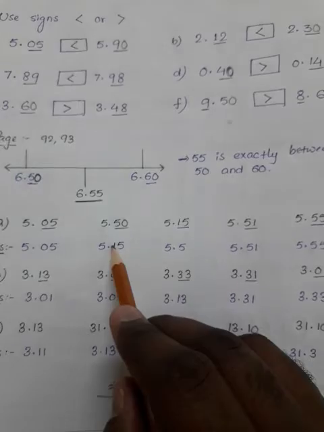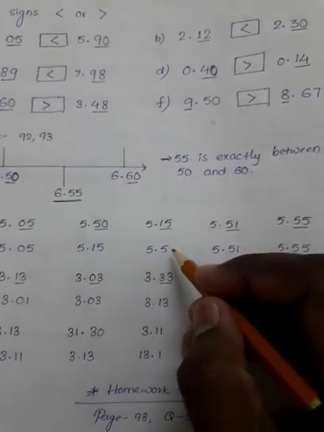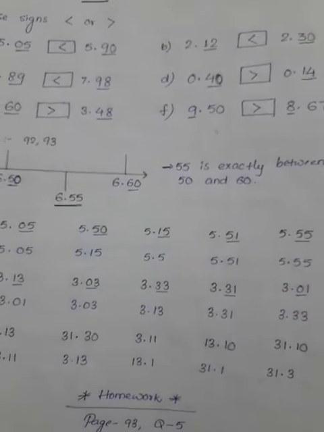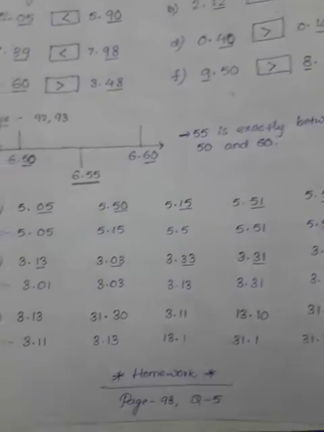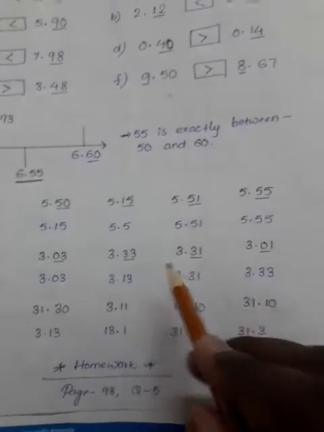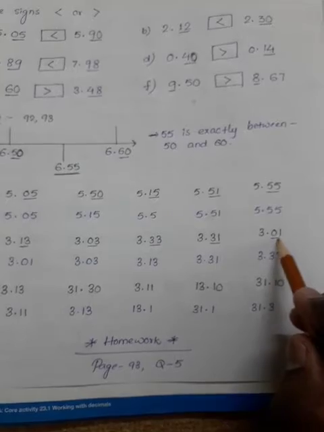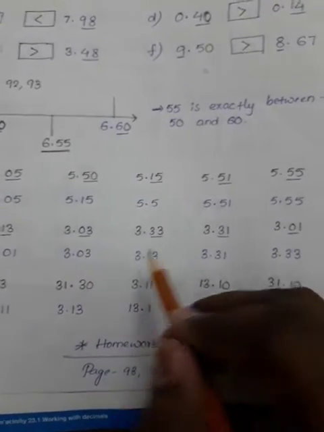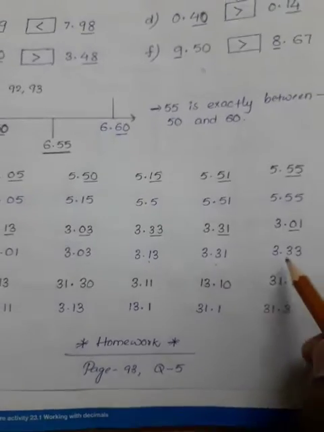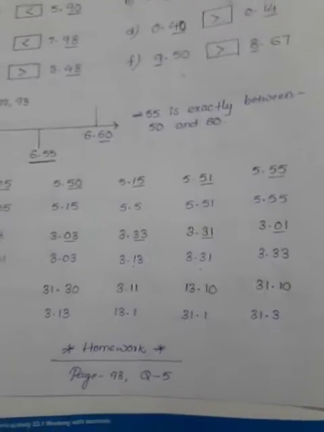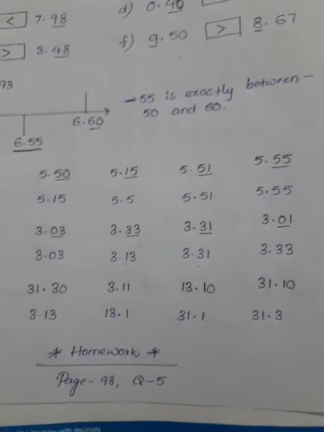5.05, 5.15, 5.5 means what? It is 5.50. 5.51, 5.55. Okay, so by adding the 0 you can easily understand. Like here 3.13, 3.03, 3.33, 3.31, 3.01. So which is the smallest? 3.01 is the smallest, then 3.03, 3.13, 3.31, 3.33. Okay, after the decimal you cannot pronounce 33 as thirty-three because it is less than 1. Every time pronounce the digits after the decimal singly.